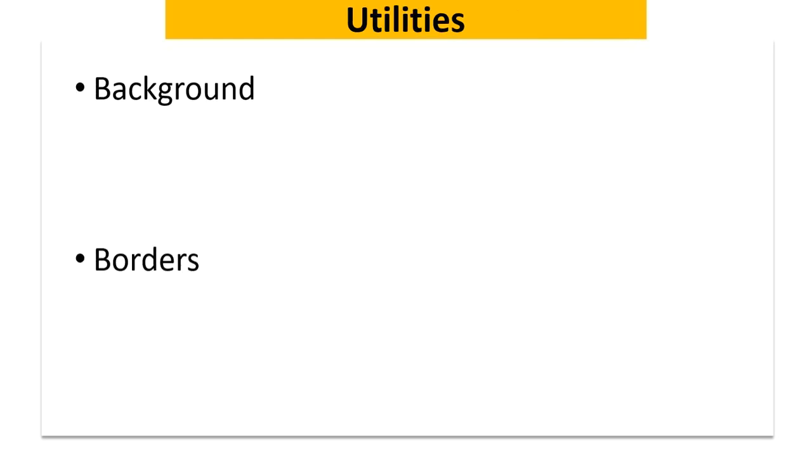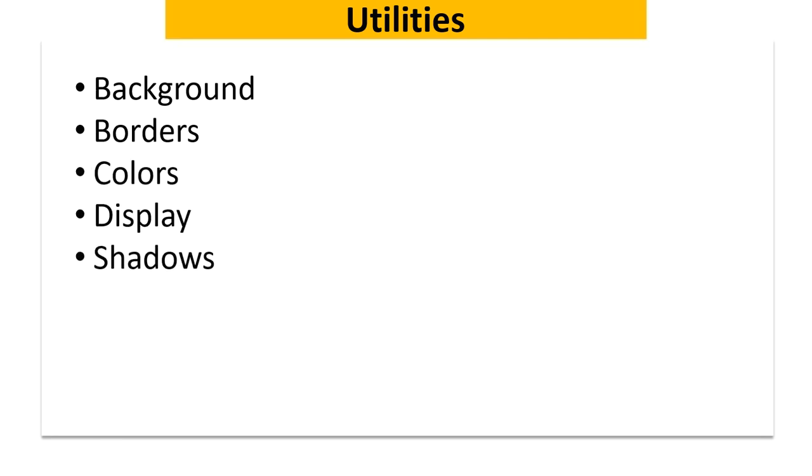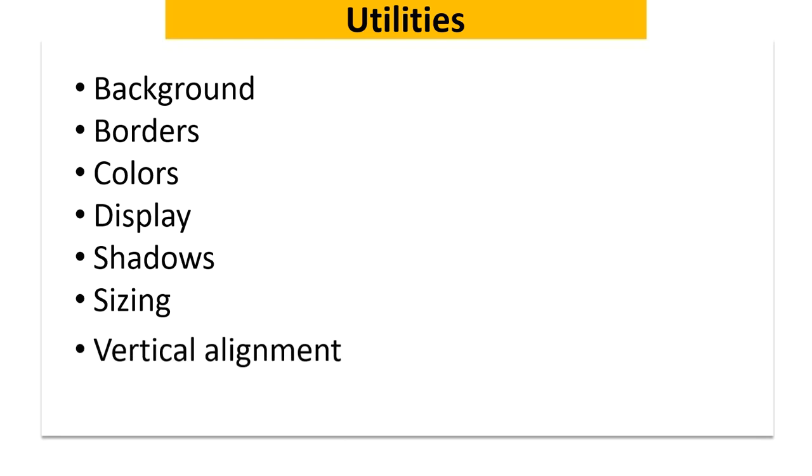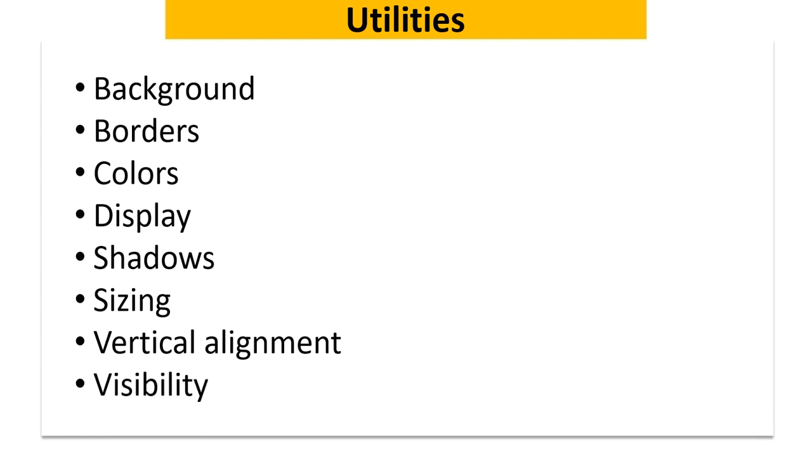How to configure the background, the border, color, display, shadows like text shadow and box shadow, sizing, box sizing, content size, and border box, those kinds of things. How to align things, how to make them visible and hide them by using Bootstrap classes. So these are the things you are going to learn.